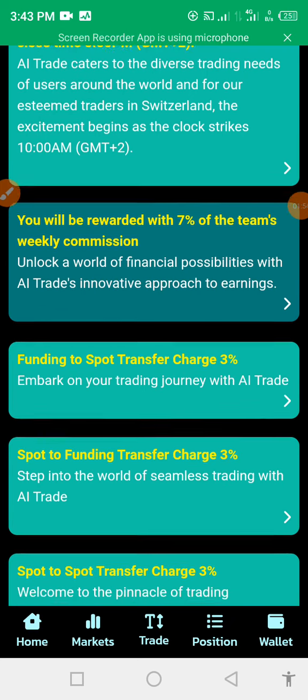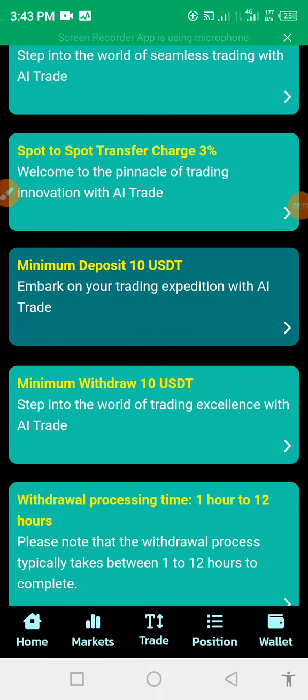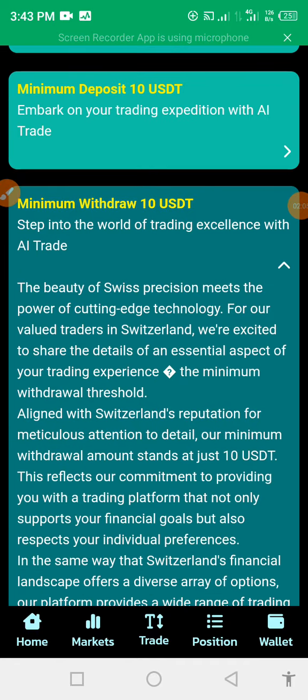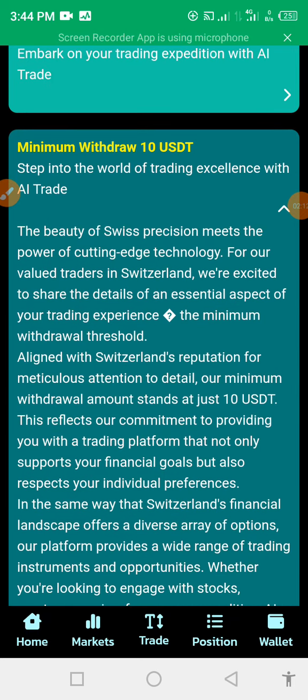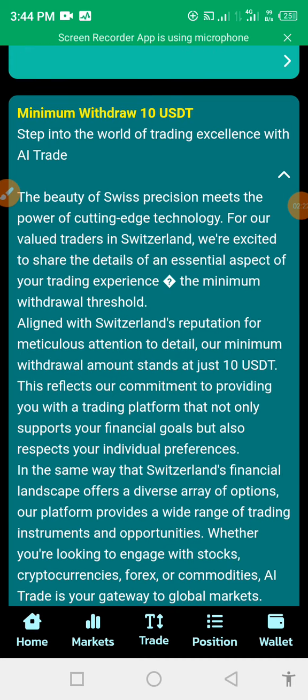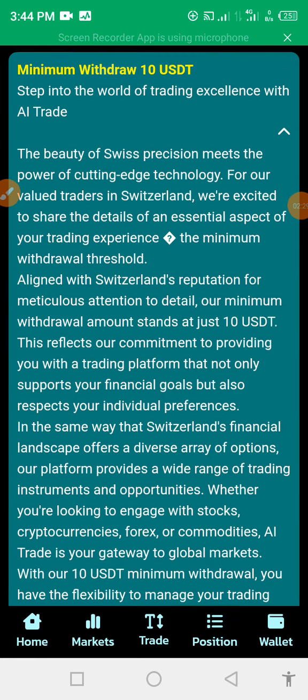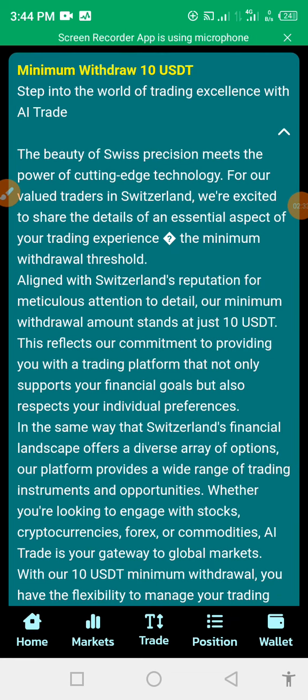Okay, I'm going to look here: funding, withdraw, minimum deposit, and minimum withdraw. The minimum withdraw is 10 USDT. Step into the world of trading excellence with AI trading, the beauty of Swiss precision, the power of cutting-edge technology for our valued traders in Switzerland. We're excited to share the details of an essential aspect of your trading experience. Our minimum withdrawal amount stands at just 10 USDT.